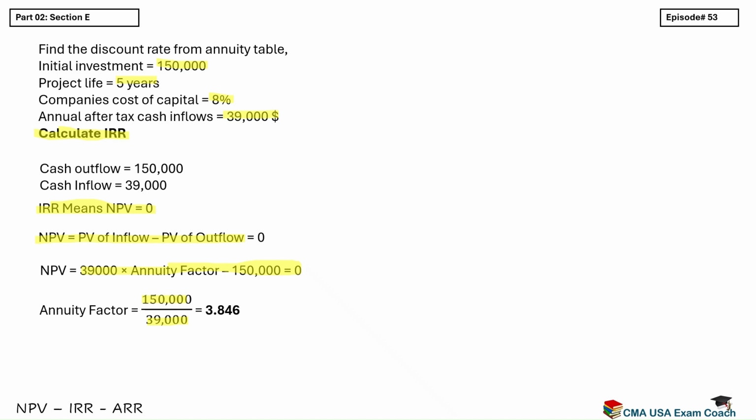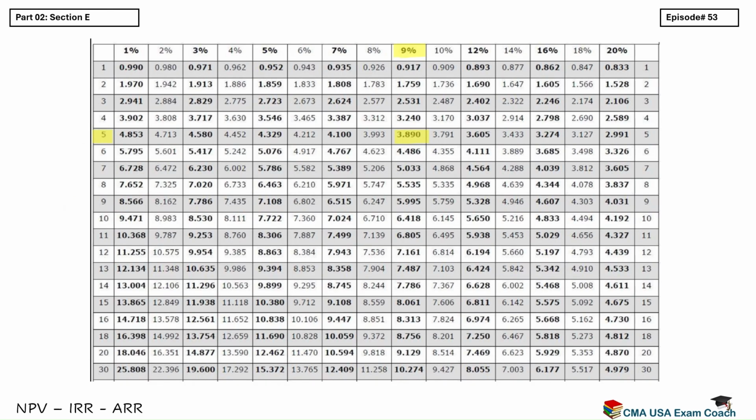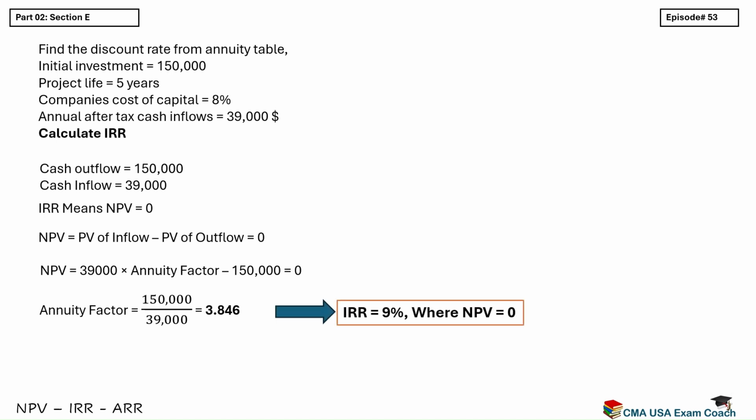Let's find that. Step 3. Solve for the annuity factor. Annuity factor equals 150,000 divided by 39,000, which is approximately 3.846. Step 4. Using the annuity table, look for the 5-year annuity factor closest to 3.846. From the table, this corresponds to a discount rate of approximately 9%. So, the IRR of the project is 9%, which means if the company uses a discount rate of 9%, the project's NPV will be zero.